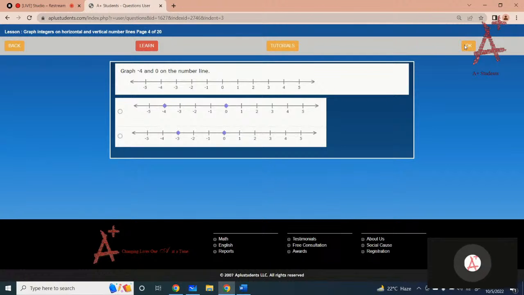Graph negative 4 and 0 on the number line. So which option is the correct one? First one or the second one? Yes, the first option is the correct one because that's the number line that represents 0 and negative 4. Got it?